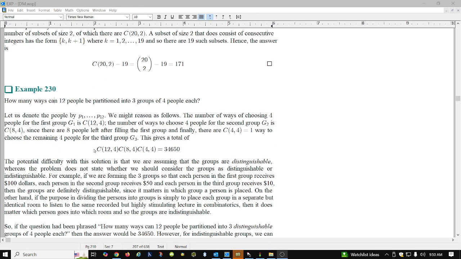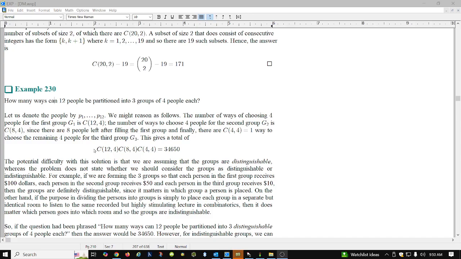Suppose that this was some sort of contest, and the first group of people are entitled to get $100 each. The second group of people get $50 each. The third group get $10 each. Do you care which group you're in? Absolutely. They are distinguishable groups.